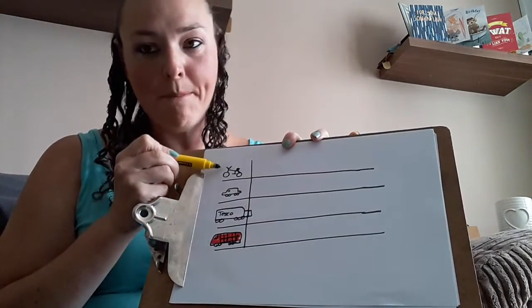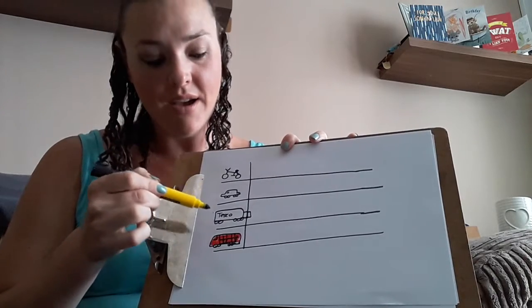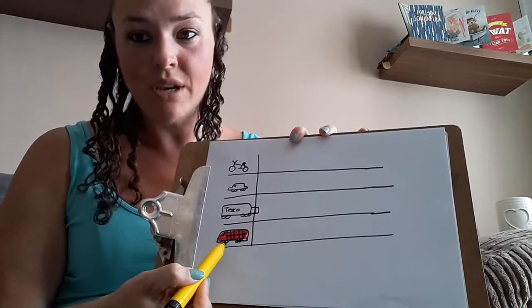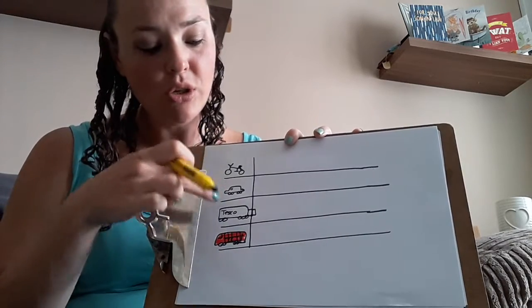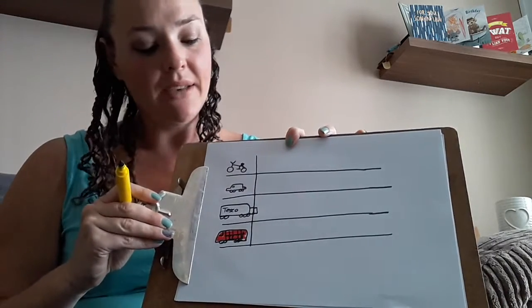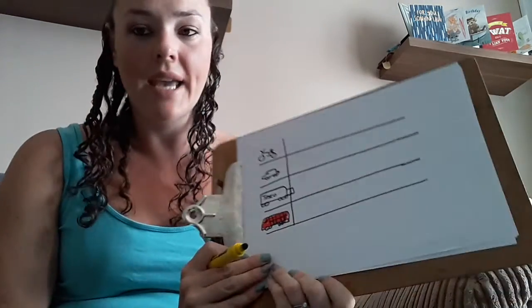I've got a bike, a car, a lorry, this one's Tesco, so it's delivering all the food to the shop, and then the big red bus. We have got 4 types of transport. Now I want to see if you can have a go at counting how many.